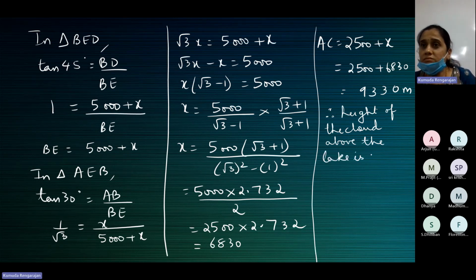When the value of root 3 is not given, you should take 1.732. If it's given, maybe it's given as 1.732, otherwise 1.7 or 1.73. If something is given, take that. If nothing is given, you have to take 1.732 and proceed. You're saying we'll stop here without it?